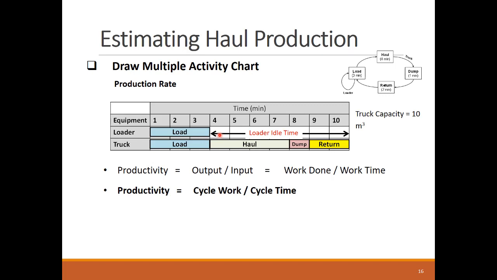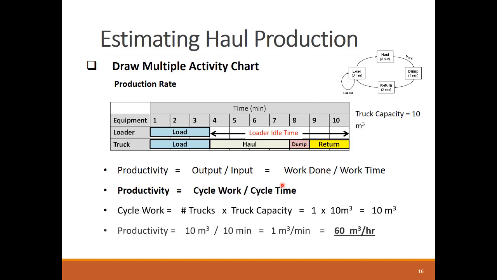Finally, we calculate the operation production and productivity as the ratio between the work output over input. This translates to the ratio between the cycle work and cycle time. The cycle work is determined as the amount of soil hauled, the number of trucks times the truck capacity, which equals 10 cubic meters for this operation with only one truck. So the productivity turns out to be 1 cubic meter per minute, which is the same as 60 cubic meters per hour.